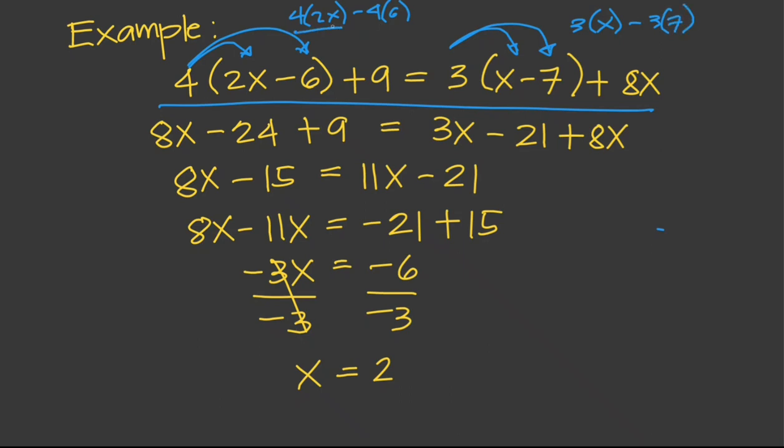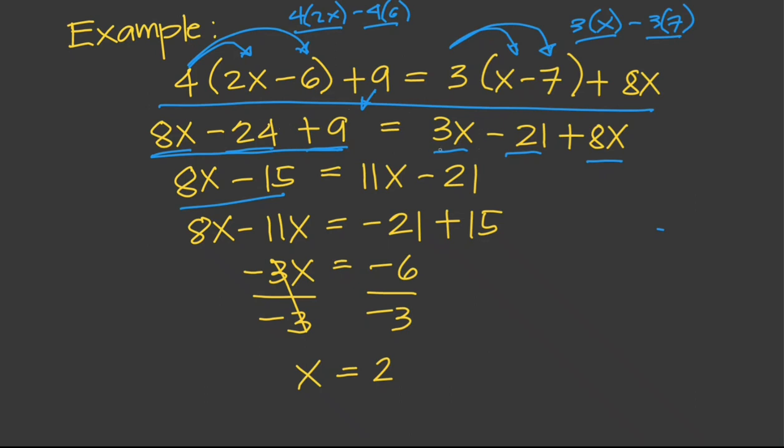So by simplifying this, this would be equal to 8x, and this one is negative 24. And then just copy, bring down 9, plus 9. Then this one would be 3x minus 21. Then copy, plus 8x. Then we simplify this expression here. 8x minus 24 plus 9 is just equal to 8x minus 15. Negative 15 is from negative 24 plus 9.